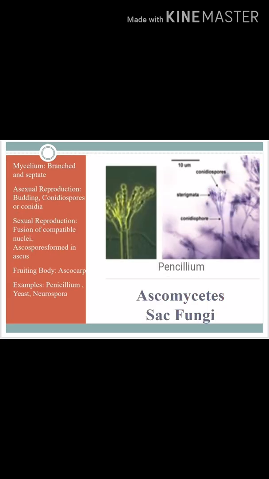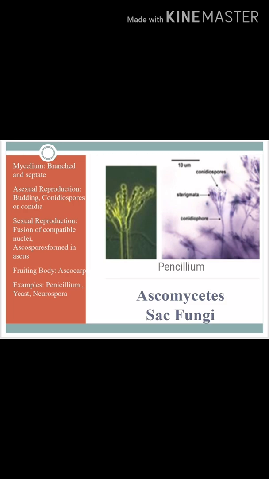Our next class is Ascomycetes, also called sac fungi. They can be either unicellular or multicellular. Yeast is an example of unicellular, used in beer and bread formation, and Penicillium is an example of multicellular, used in antibiotic formation. Ascomycetes can be either parasitic or saprophytic. These are also called coprophilous because they grow on cow dung. The mycelium is either aseptate or septate.